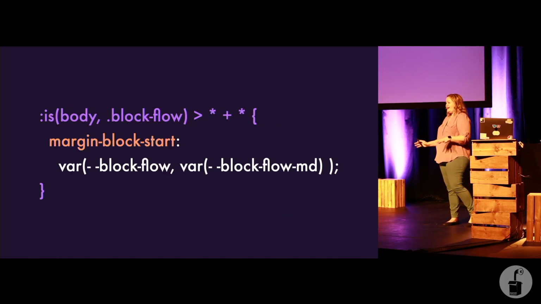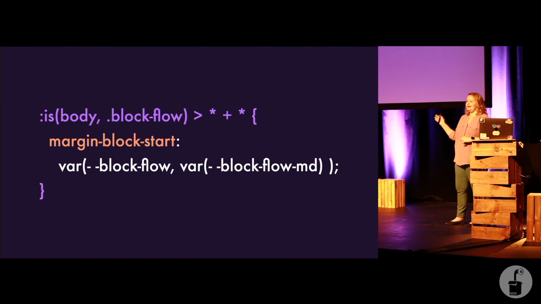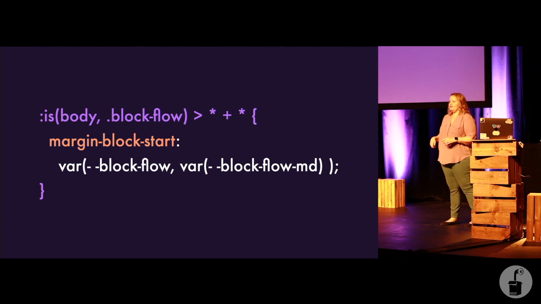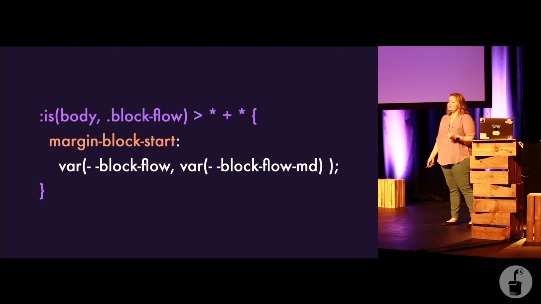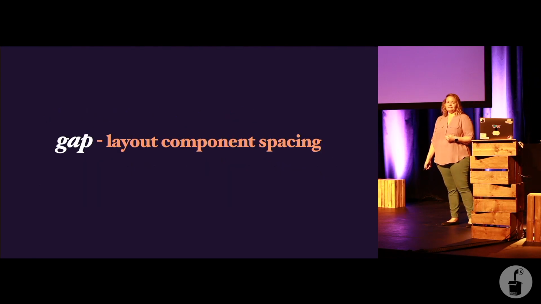Now, I gotta stay on brand, so here's your ultra-modern block flow rule. We're using the :is selector to say that direct children of both body and a block flow class will be having a margin-block-start defaulting to our medium custom property. Now, if you're uncomfortable with or already feeling like that body is a little too overarching for your context, most certainly strip this rule back to just the block flow class.